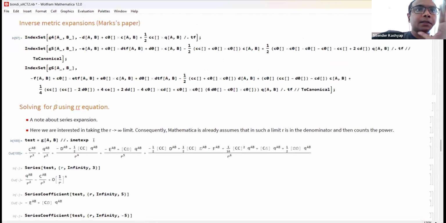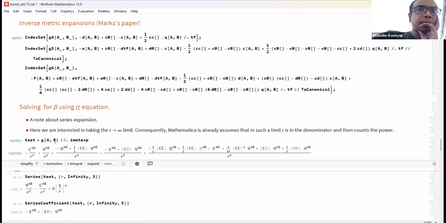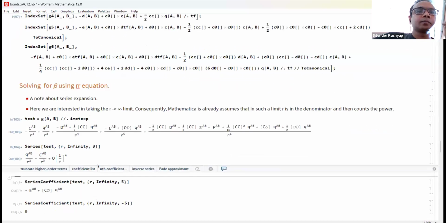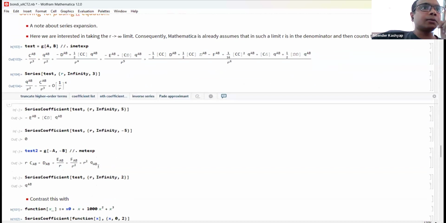For example, let's take an example a little slowly. There is this quantity GAB, the inverse metric, and you see this is expanded in powers of 1 over r. Now if I ask to do this series for r going to infinity and keep terms up to order 3, it is not r cubed actually, it is 1 over r. So that's the point I wanted to mention. In the limit r going to infinity, it automatically assumes that the expansion is done in powers of 1 over r.